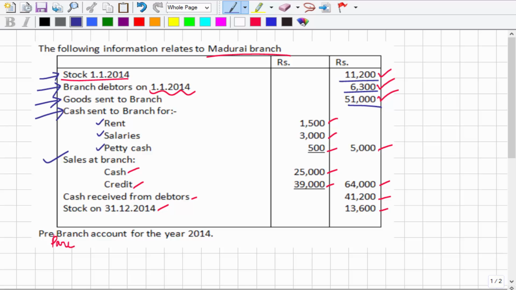Then we have information about sales at branch. There is a cash sale and credit sale. Cash sale, since that will be transmitted back to head office, will appear in the branch account, but credit sales will not appear. So we are going to assume that this cash sales is getting transferred. Now when this cash sales is transferred, they will also transfer the cash that is received from the debtors. So the cash transmission will be for this 25,000 plus this 41,200. Okay, so we'll do that.